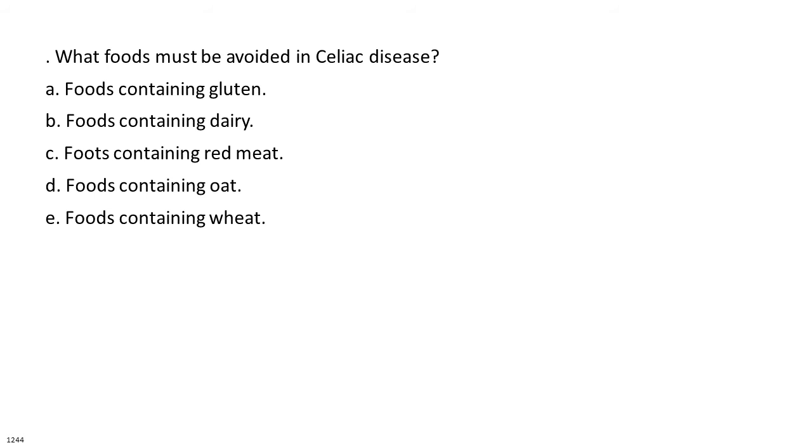What foods must be avoided in celiac disease? A. Foods containing gluten. B. Foods containing dairy. C. Foods containing red meat. D. Foods containing oat. E. Foods containing wheat.